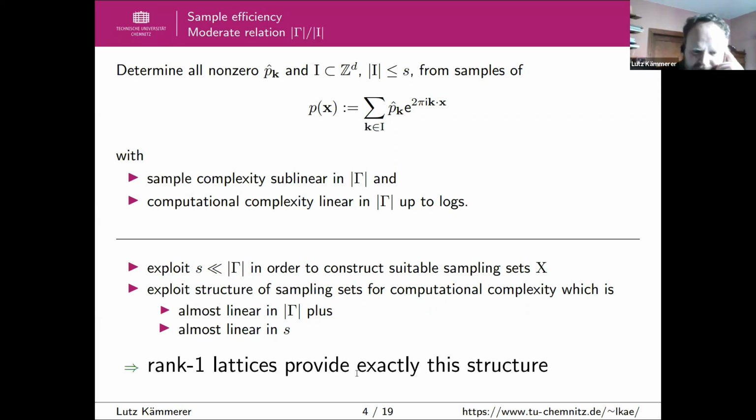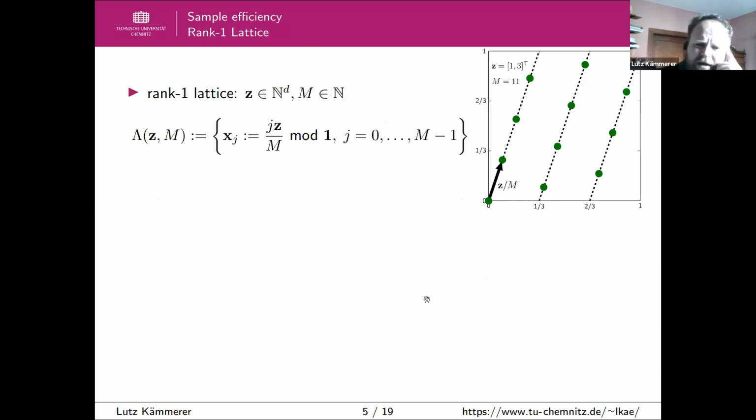And so, yeah, rank 1 lattices provide exactly the structure to do this. In what way? What is a rank 1 lattice first? A rank 1 lattice is just an integer vector. You shoot your integer vector somehow in the space, and then you take an equidistant sampling along this integer vector with m samples, right? Then you have this long integer vector, and due to the periodicity, since we are in a periodic setting with trigonometric polynomials, we can shift this thing back into the unit cube.